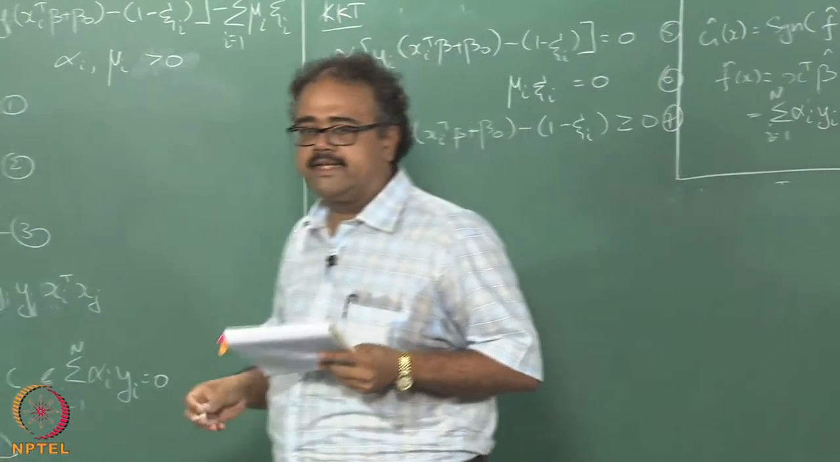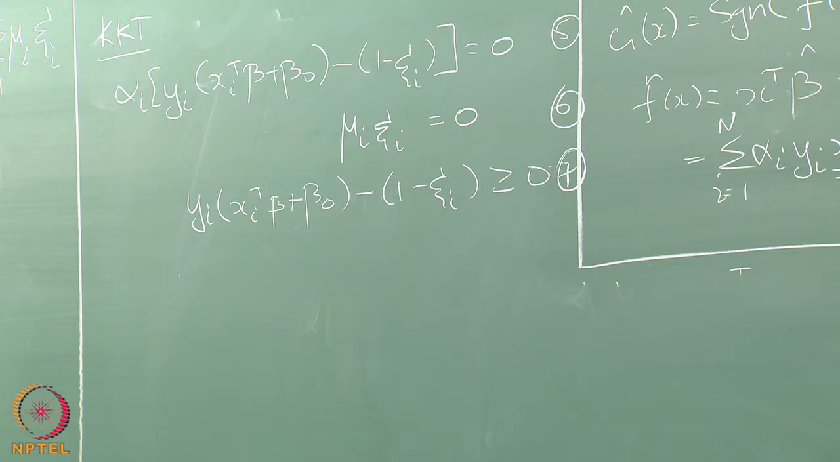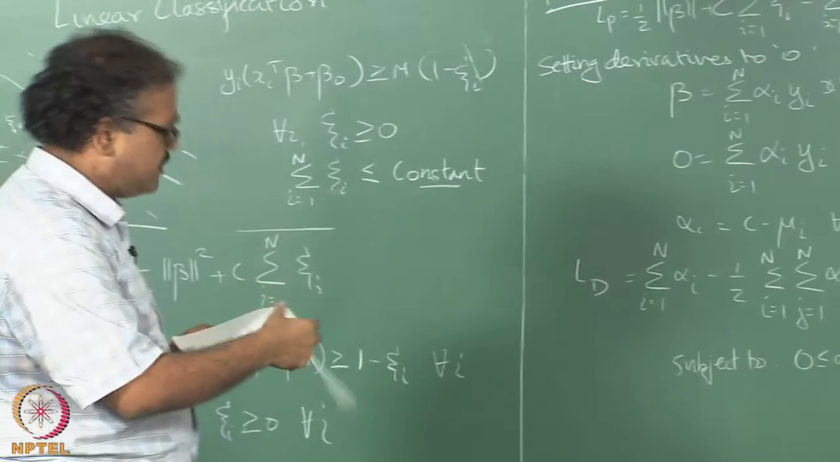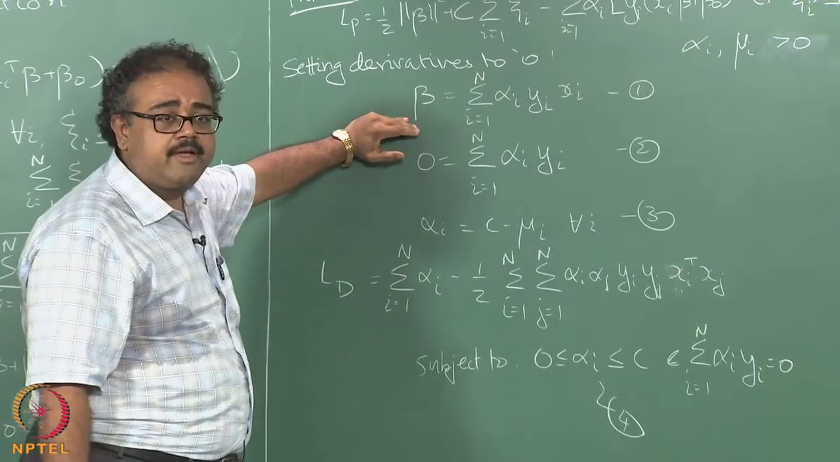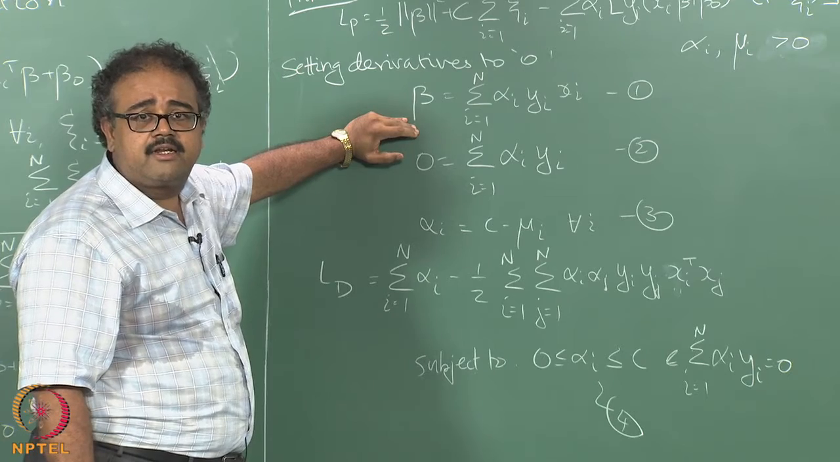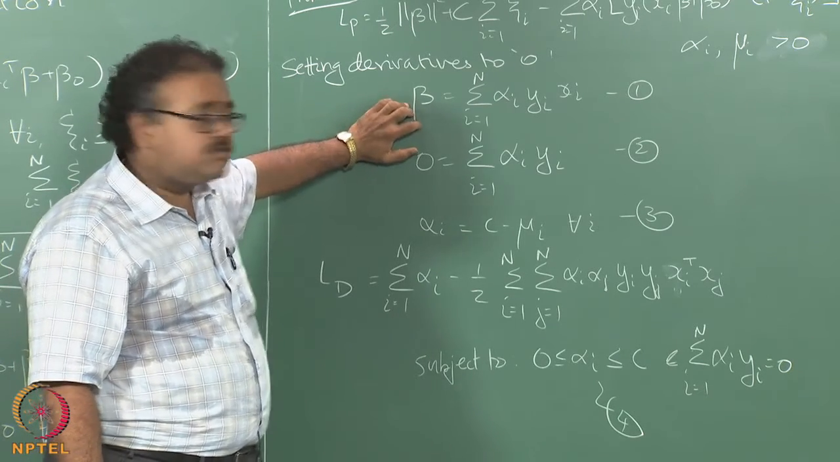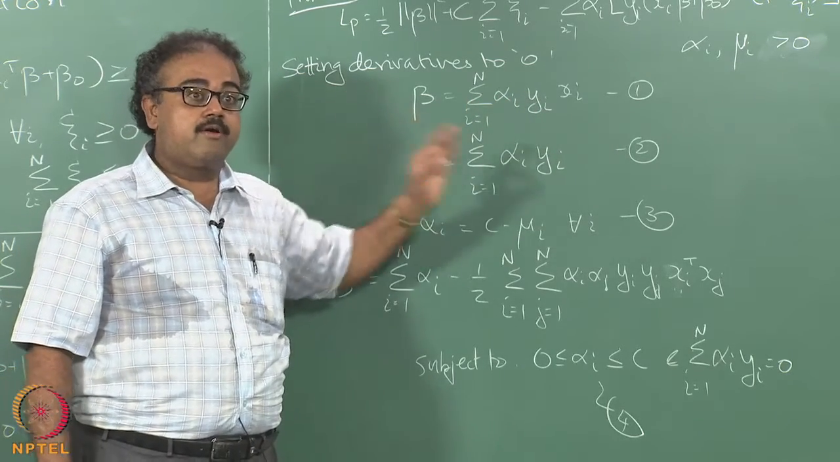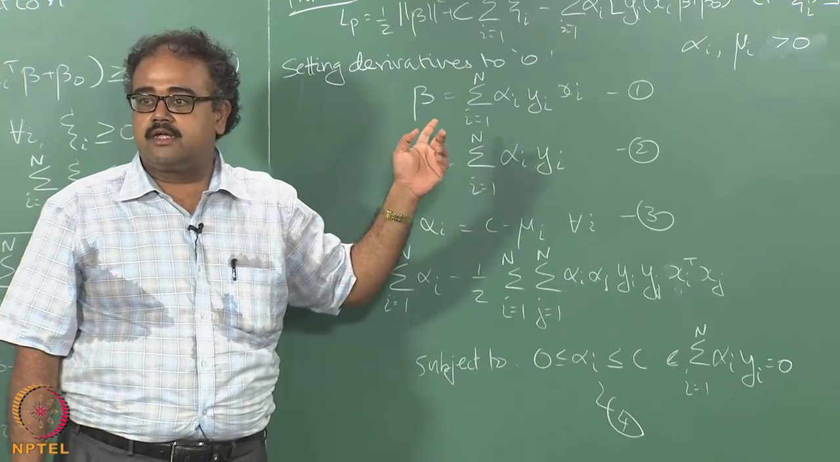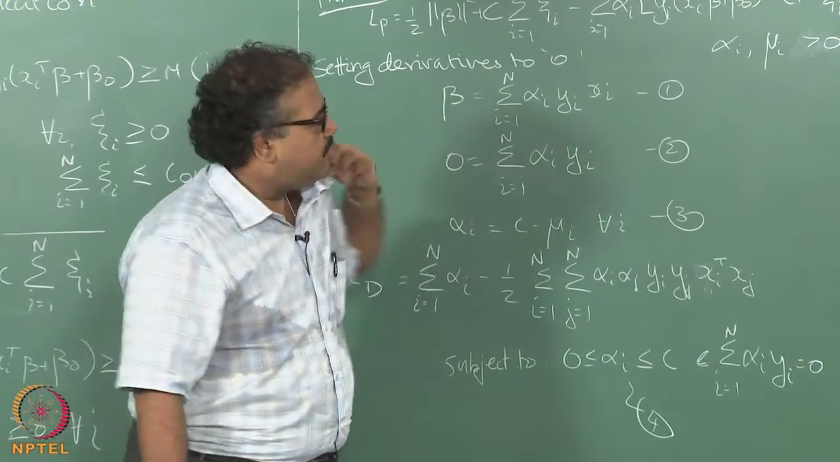So 1 to 7 are the KKT conditions. Okay. Right. So what do you notice here again? Well, you notice again that your beta is determined by your alpha_i, y_i, x_i, just like you had earlier, right? Your beta is given by those x_i's for which alphas will be non-zero, right? So like we had earlier, those x_i's for which alpha is non-zero are called support points, or support vectors, depending on how you want to look at it, okay?